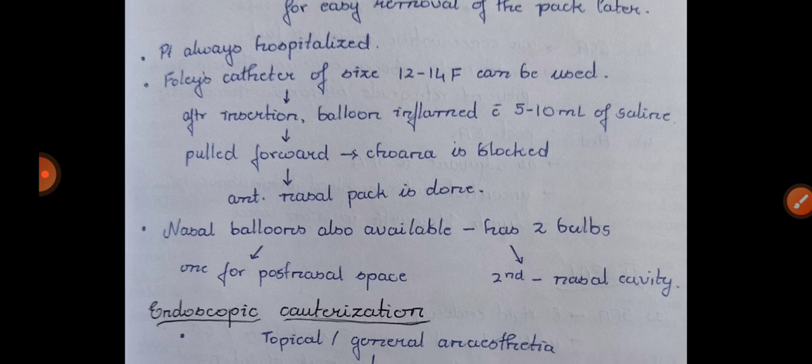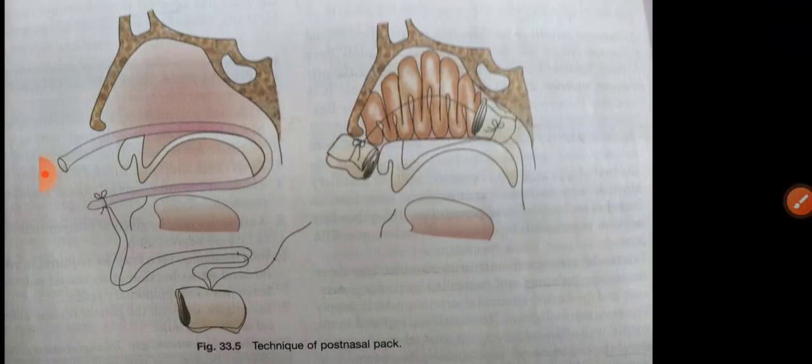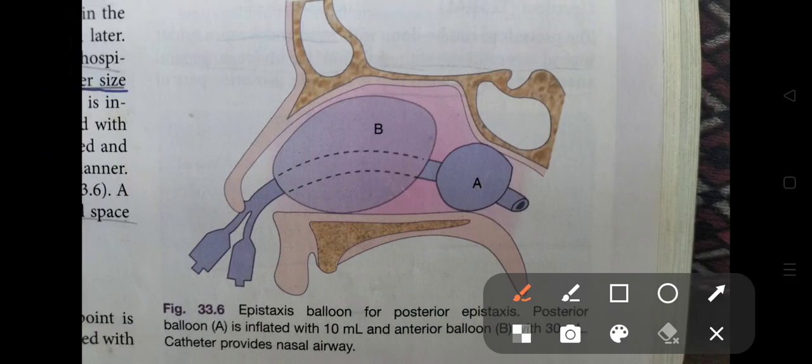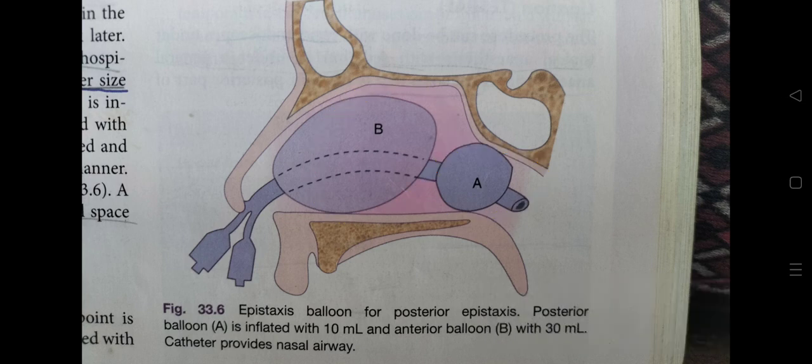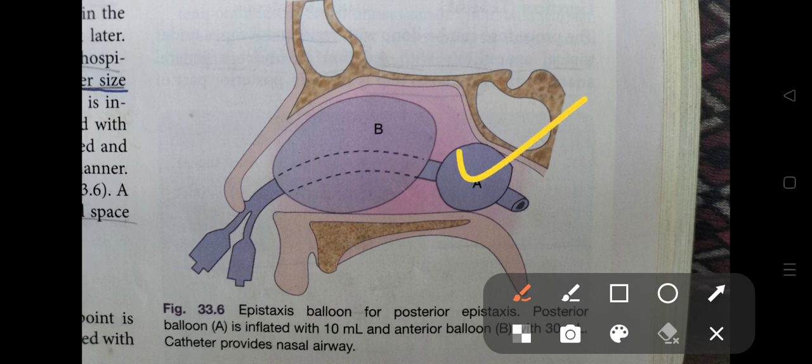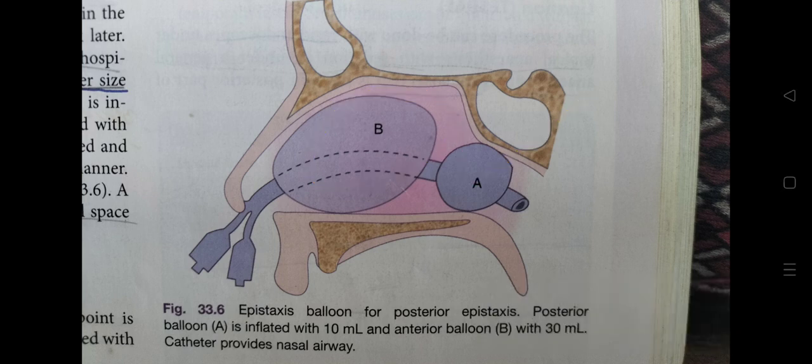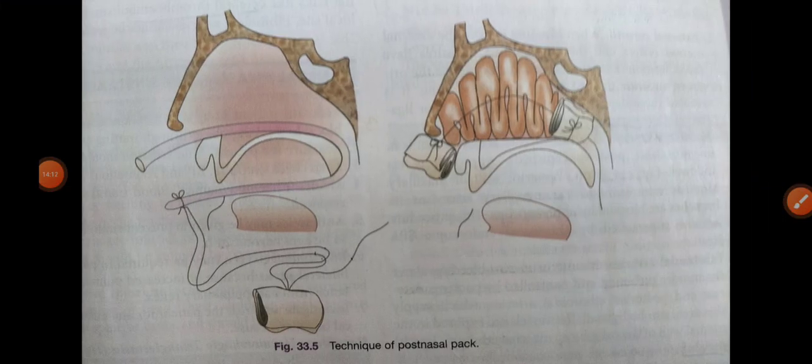They have 2 bulbs. Let me show you that diagram also. This is a balloon, and this is A and B. So this is the Foley's catheter used. You can read here downside. In A they have used 10 ml saline, and in B 30 ml. 10 ml and 30 ml. This is the balloon for posterior epistaxis. Nowadays they are using this.